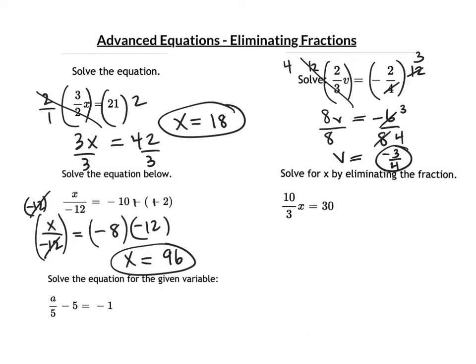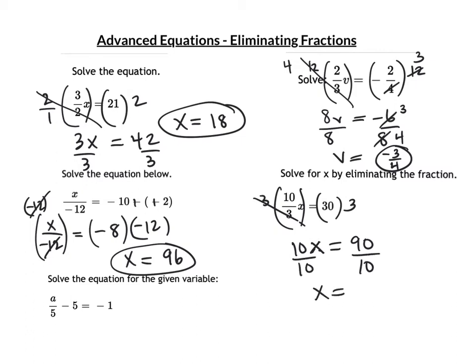This next one is pretty much the same as the first one. Again, my only denominator is 3. I'm going to multiply by 3. 10x equals 90. And I'll divide by 10. And x is 9.